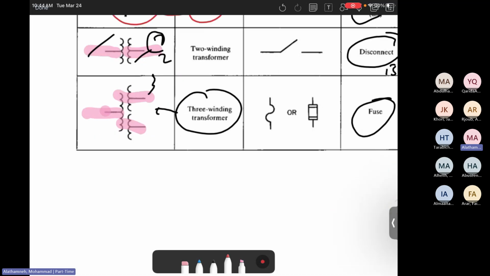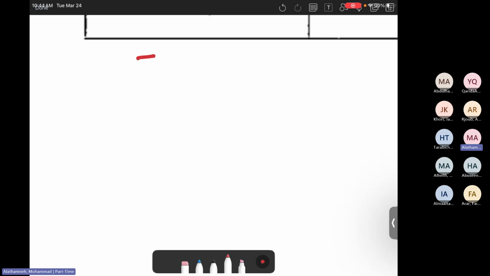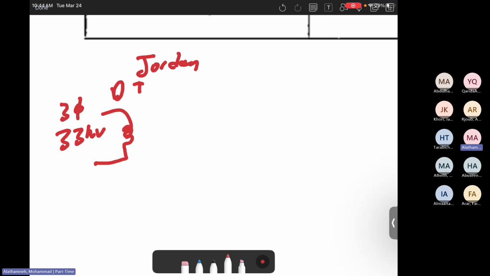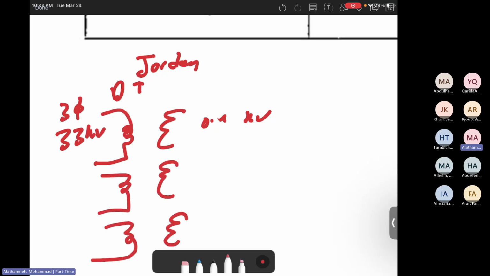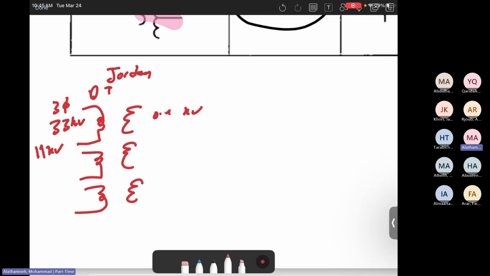Yes, we can use it in distribution. Let me show you an example. In Jordan, the distribution transformer basically will convert the three-phase from 33 kilovolts to 0.4 kilovolts, but three phase, it's not a single phase, which is basically transformer, transformer, transformer, like this. Okay, 33 kilovolt, or sometimes we go 11 kilovolts.